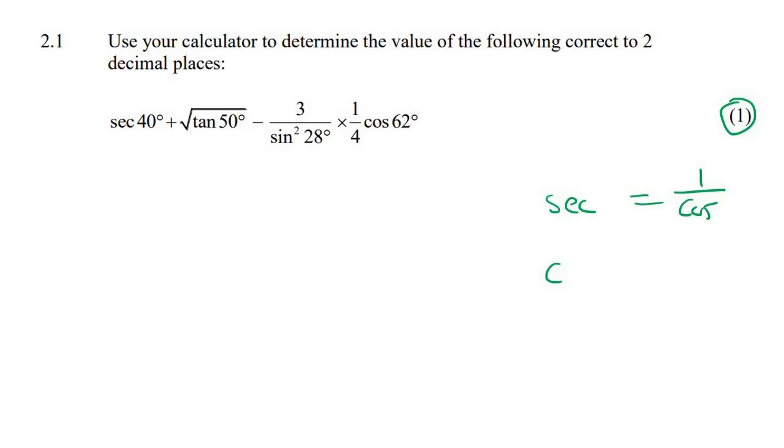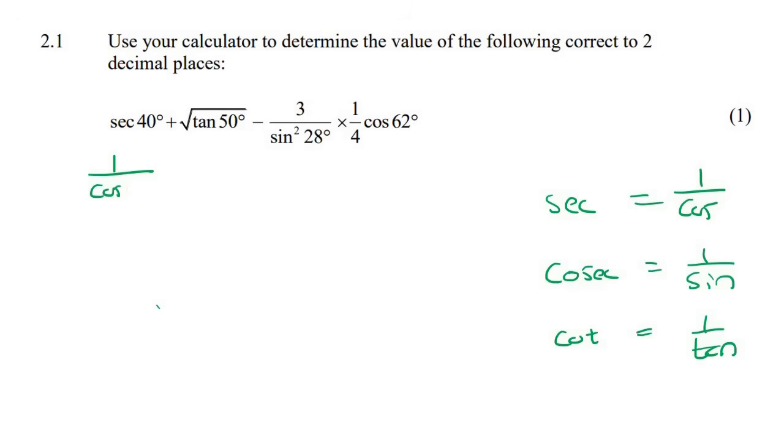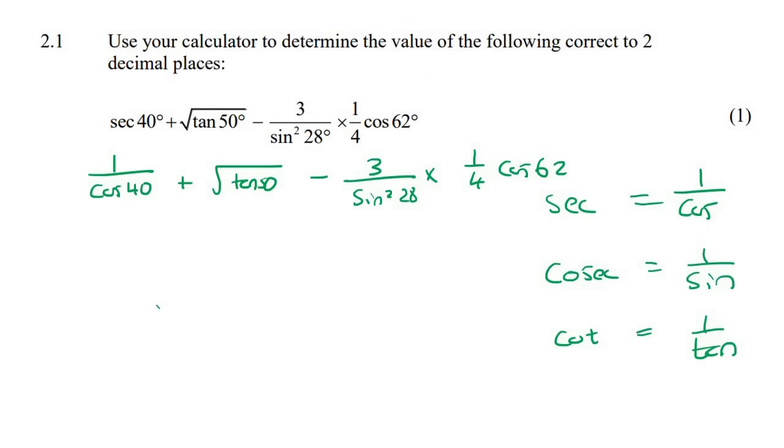Cosec is 1 over sin, and then cot is 1 over tan. So you can rewrite this as 1 over cos 40 plus everything else stays the same because it's all just sin, cos, and tan. Okay, that didn't have a bracket, my bad. Sin squared 28 multiplied by 1 over 4 cos 62. Now you're just going to plug it on the calculator.